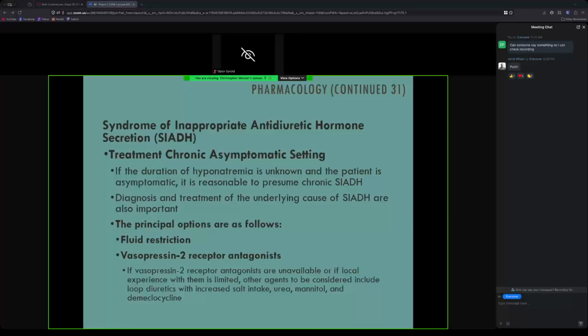But if fluid restriction is not enough, our second line after fluid restriction is going to be the vaptans, vasopressin 2 receptor antagonists. Always start fluid restriction. If you don't have vaptans in your system, there's a list there just to be aware of at the bottom of the slide.